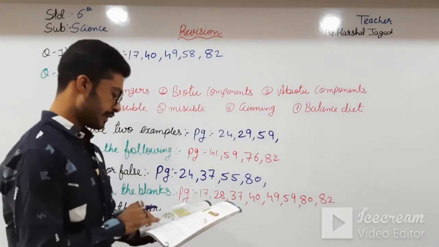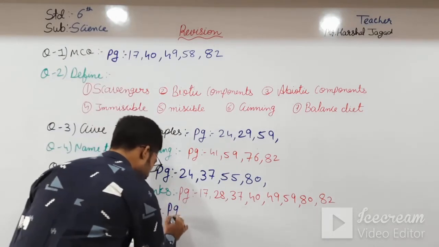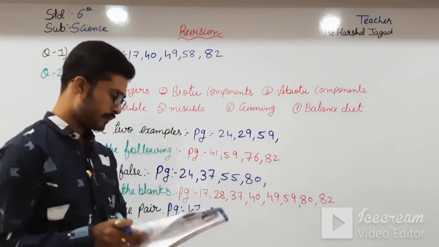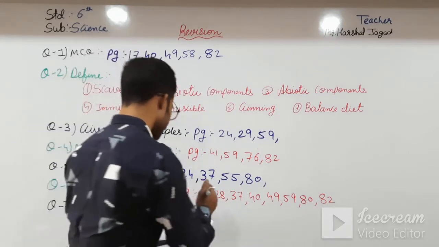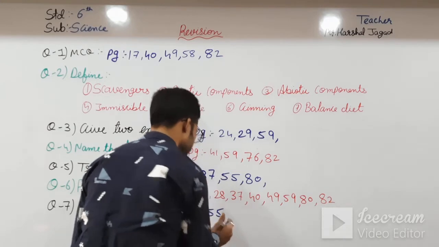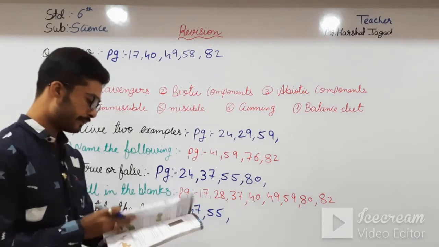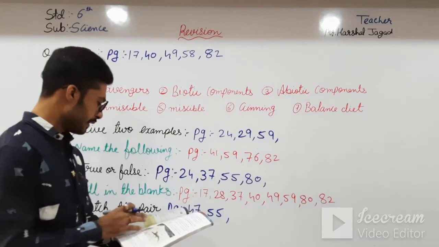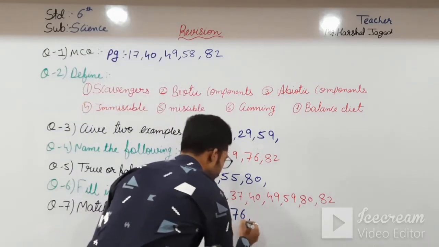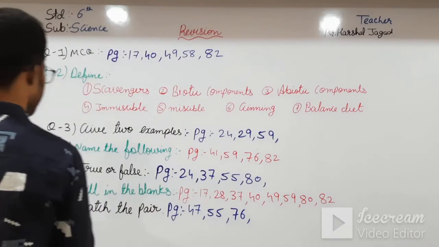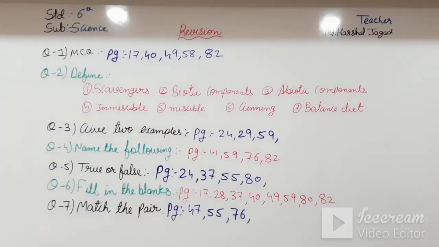Chapter number 4. Yes, it is on page number 47. Moving towards chapter number 5, it is on page number 55. Moving on to chapter number 7, here, yes, it is on page number 76. And yes, from this the match the pair can be asked, and also from inside the chapter, students. Okay, now moving towards question number 8.